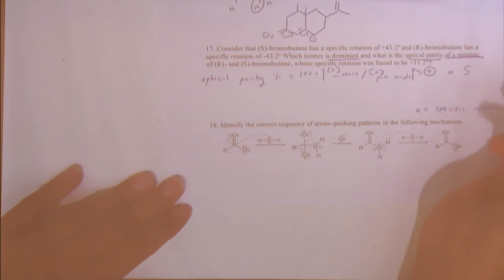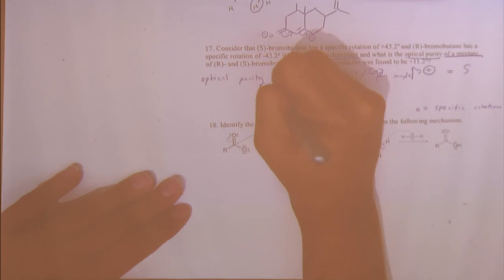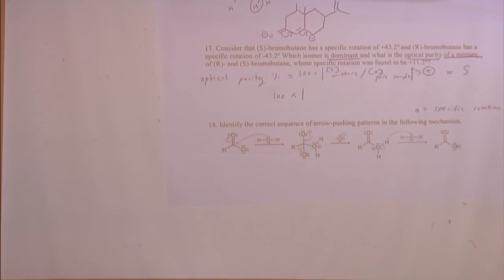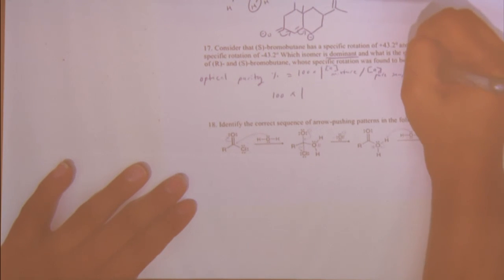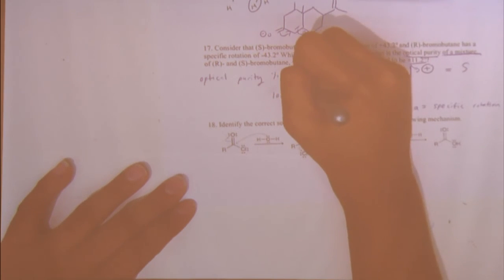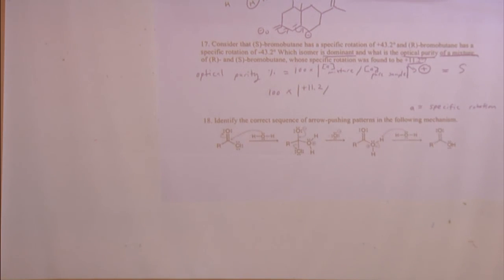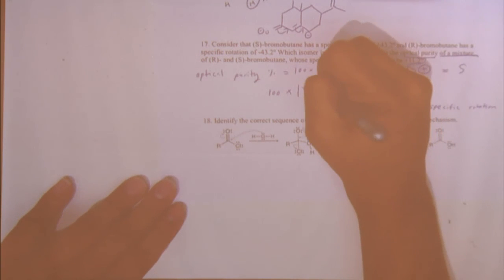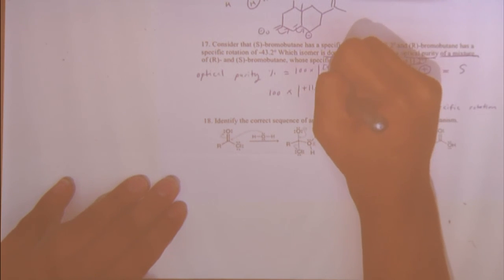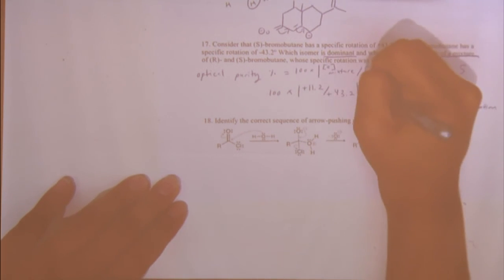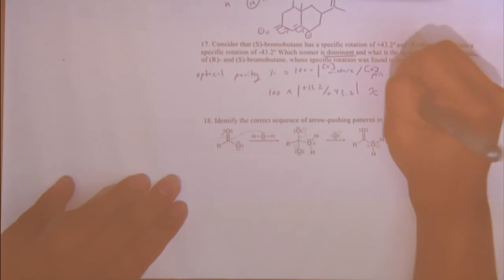And so we plug in the numbers that we have, which would be 100 times our mixture, which is this number, the positive 11.2, divided by our pure sample. We're going to use the dominant enantiomer, which is going to be the S enantiomer, so it's going to be positive 43.2, which is going to give us around 26%.